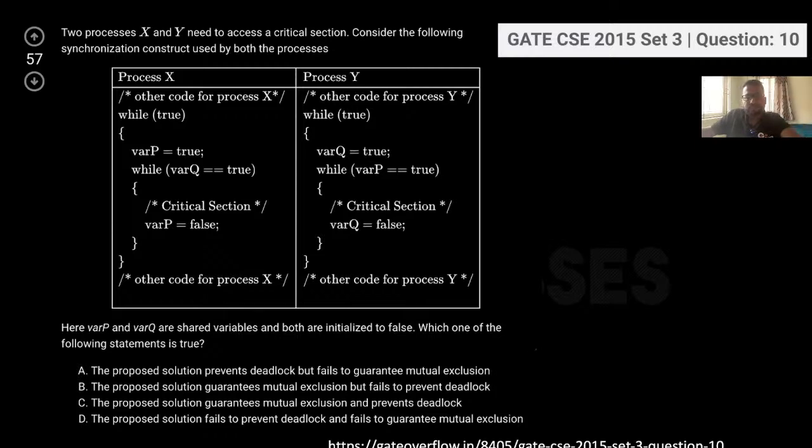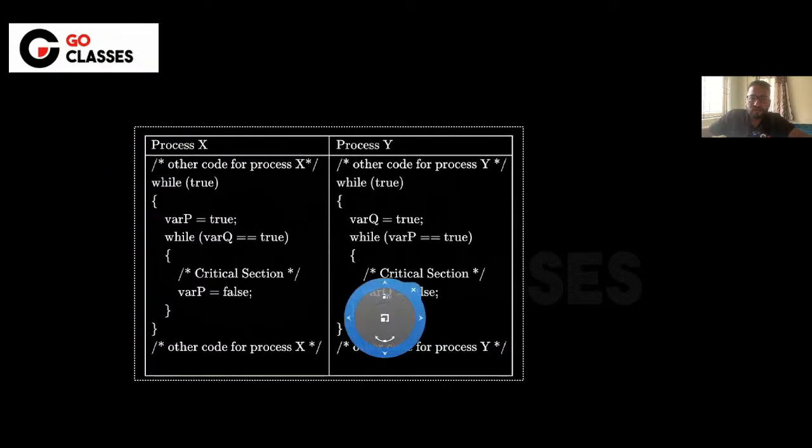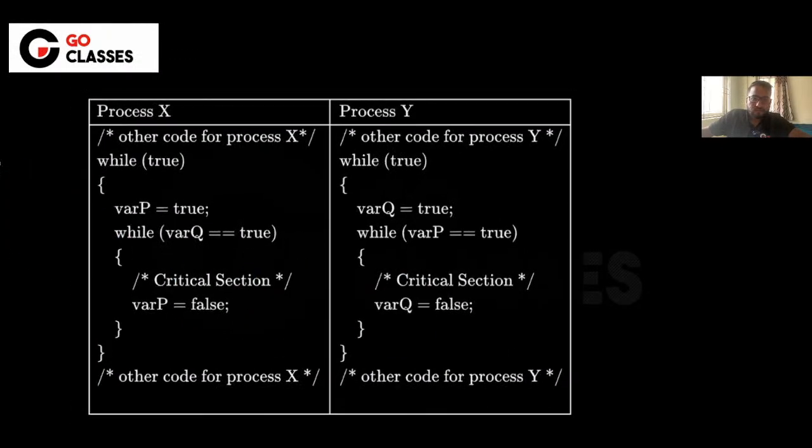Let me do one thing. Let me copy this on the next page, and let's check the mutual exclusion and deadlock they're asking. Okay, let me remove some of the unnecessary lines which might not help us.